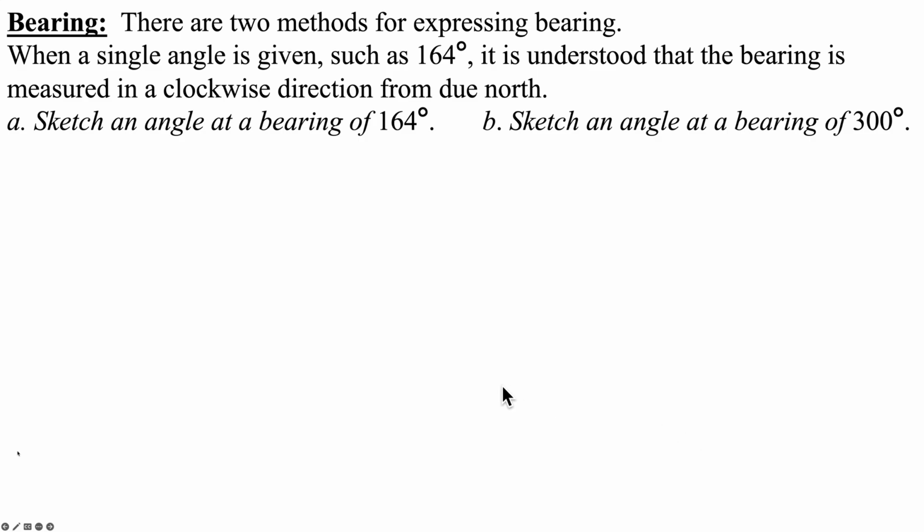Bearing. There are two methods for expressing bearings. One is to use a single angle measure, start with the due north line, and always go in a clockwise direction. So if I wanted to sketch 164 degrees, I make my north, south, west, east. Hey, that's the XY coordinate plane. Start on the positive y-axis or the north line. Go 164 degrees in a clockwise direction.